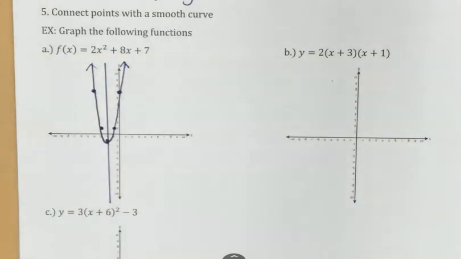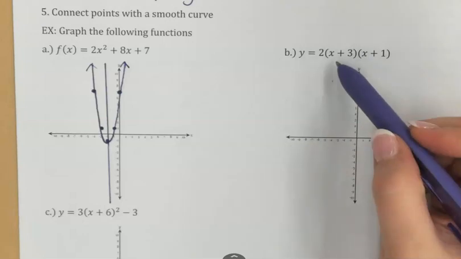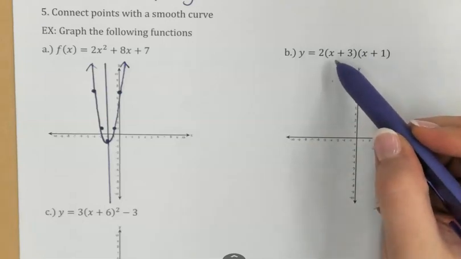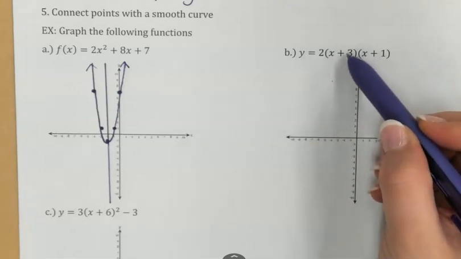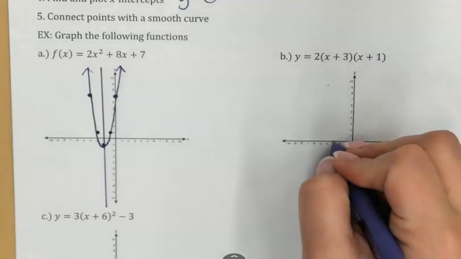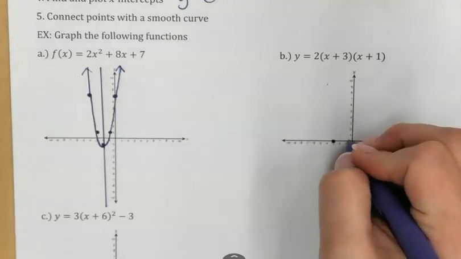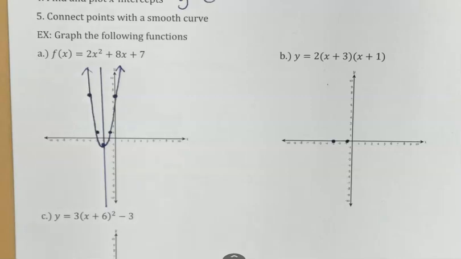Okay. On to example B. This one is in factored form, which is very good for finding our intercepts. So this tells me that I'm going to have intercepts at the opposite of the value in here. So at -3 and -1. So there I have 2 points already from my x-intercepts.